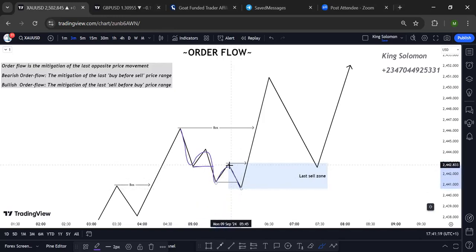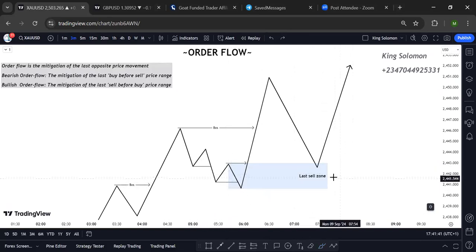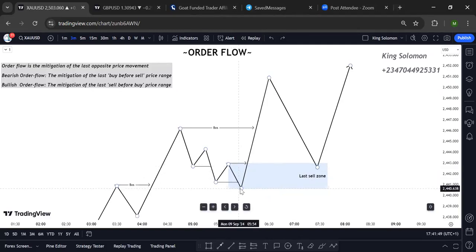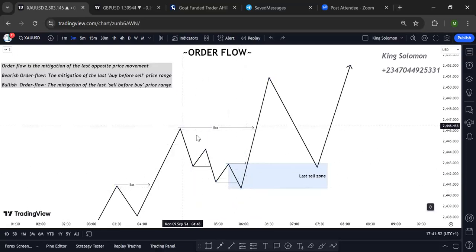So you can see that this was the last sell before the buy that caused this break of structure, right? This was the last sell before this buy. That last sell is what we're going to record as our bullish order flow zone. That's why I marked it from the point where price started to sell on the substructure to the point where price made its reversal to break structure to the upside, right?